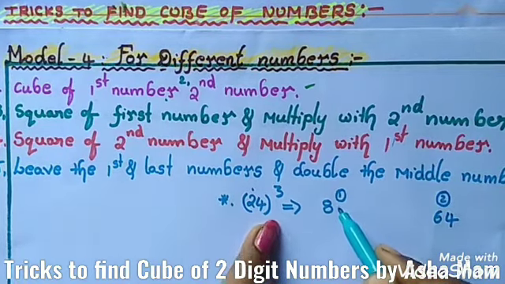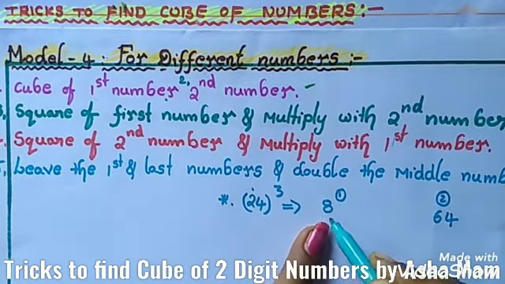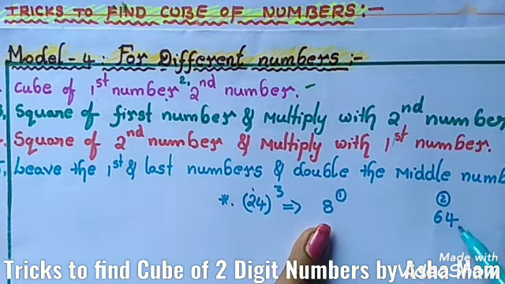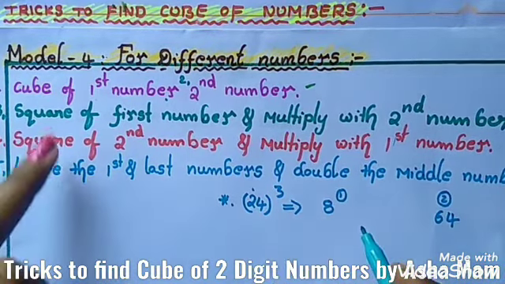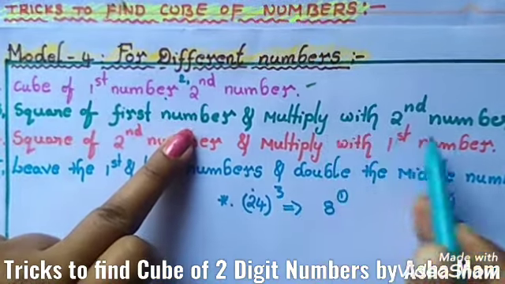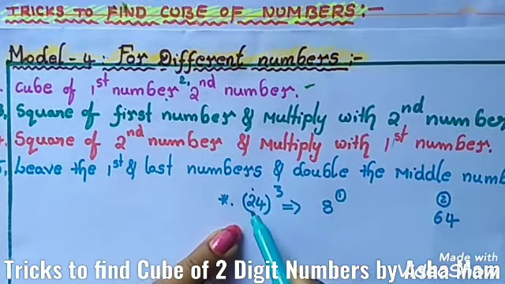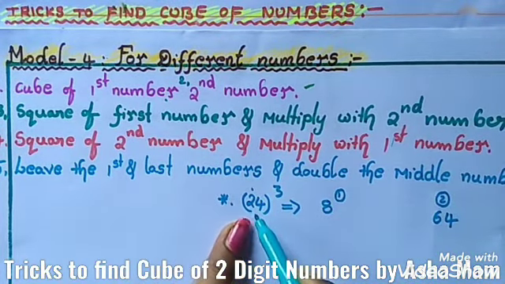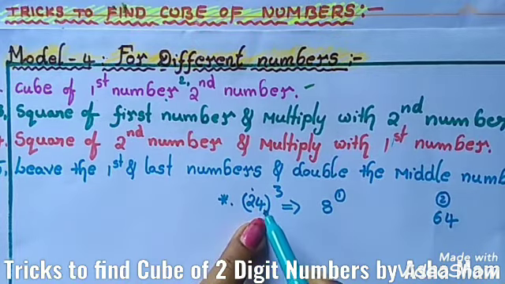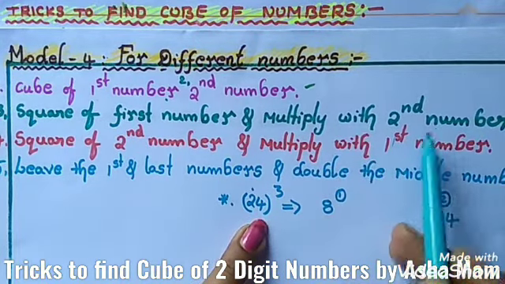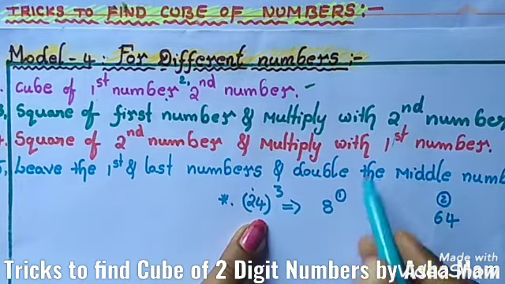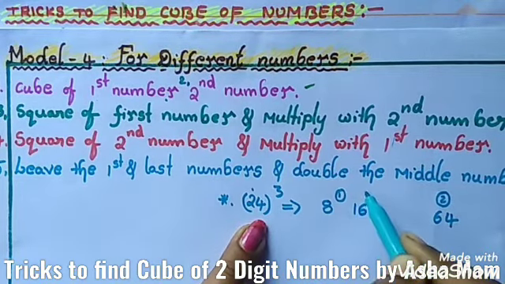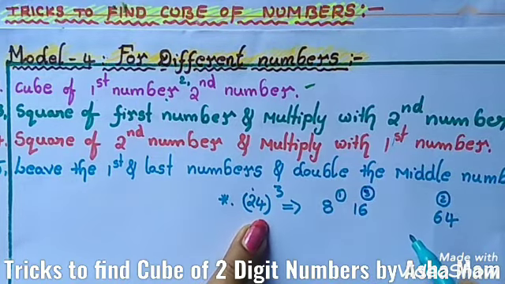First number according to the first rule I have written here at first, and the second rule number I have written at last. Now square the first number and multiply with the second number. Here 2 is the second number. 2 into 2, that is 4. 4 into 4, multiply with the second number, so 4 into 4, simply 16. This is rule number 3.